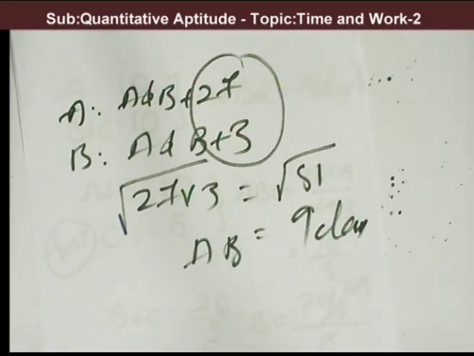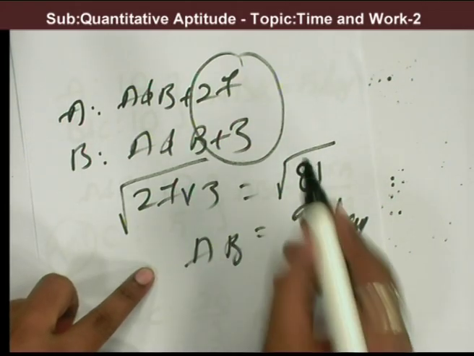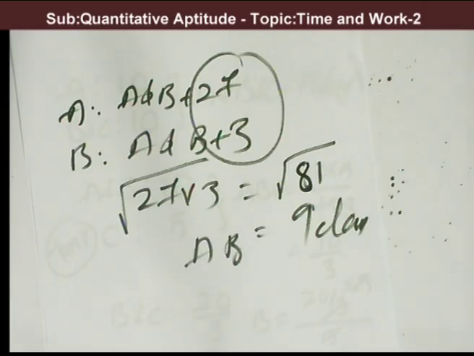This is a very important problem. By any book method or formula-based method, it takes at least 5 minutes. But we are applying the simple method: 27 into 3 is 81, root of 81 is 9, our answer. Okay, clear? So, 9 days is the answer. These are some of the concepts applied in time and work for high level quantitative aptitude.